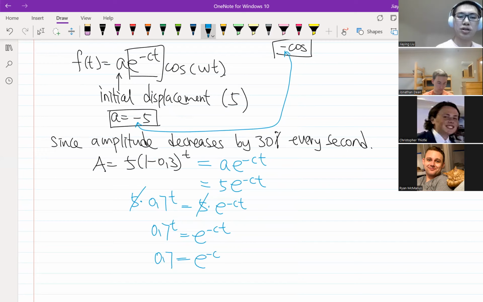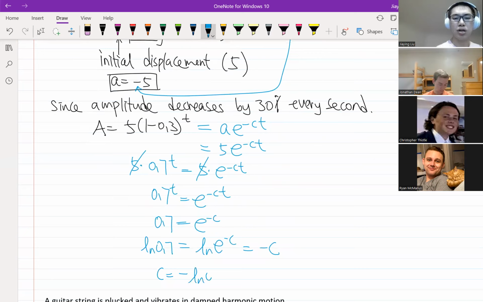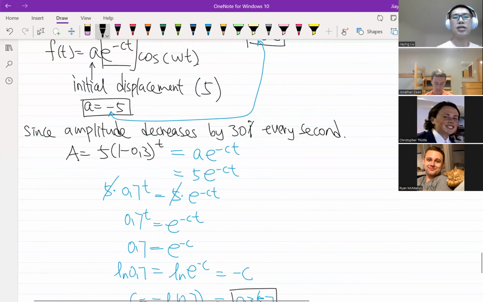Now we're going to take the natural log of both sides. We get natural log of 0.7 equals natural log of e to the negative c, which is negative c. We get c equals negative natural log of 0.7. And if we have a calculator, we get c equals 0.357. So that's the c value. And then we already had the a, which is -5.